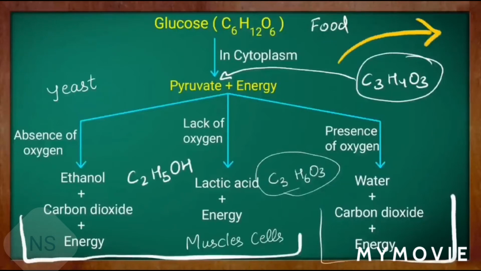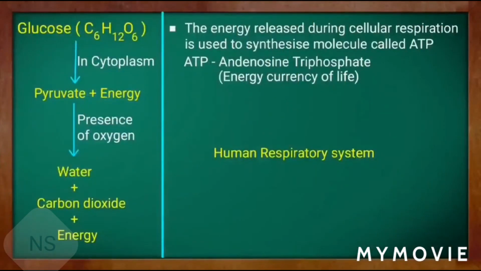In the absence of oxygen, that particular pyruvate gets broken down into ethanol, carbon dioxide, and energy. Hey students, glucose, a 6 carbon molecule, that is C6H12O6, in cytoplasm gets broken down into pyruvate and energy, and in the presence of oxygen, this pyruvate, a 3 carbon molecule, gets broken down into water, carbon dioxide, and energy.